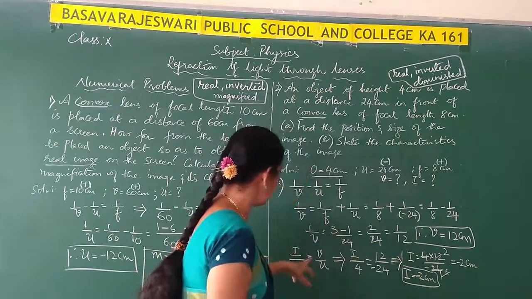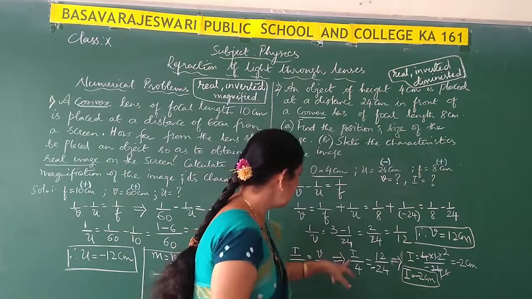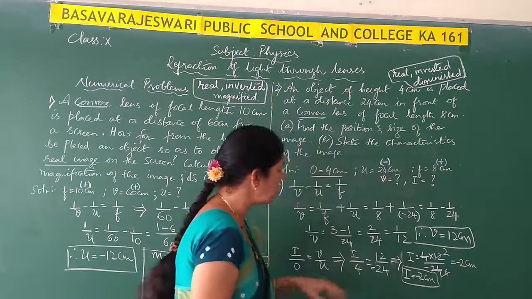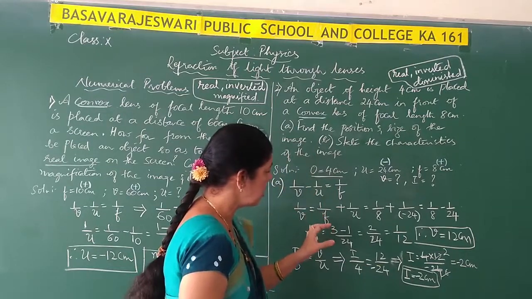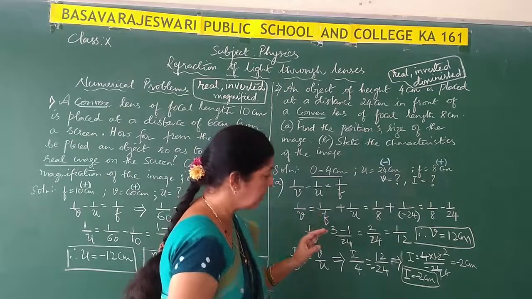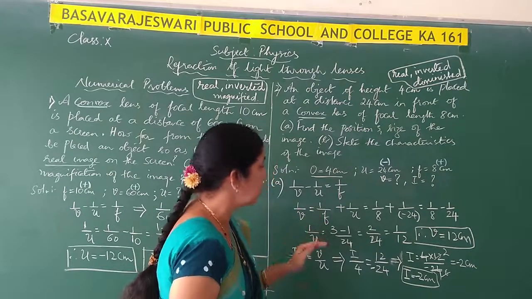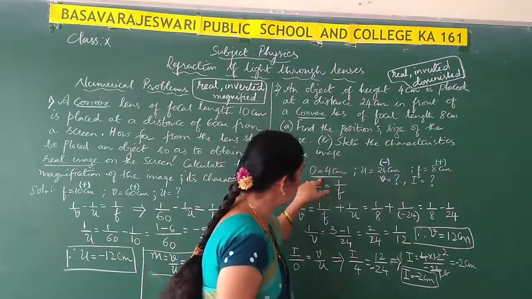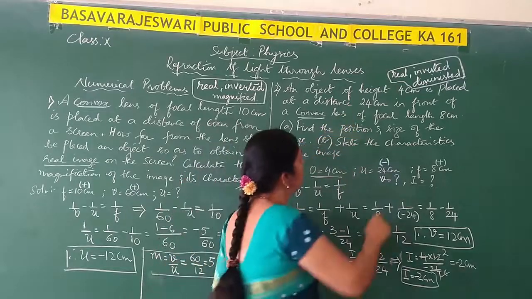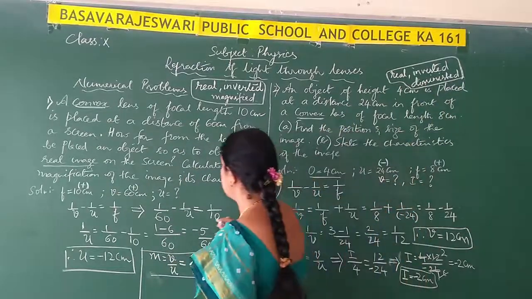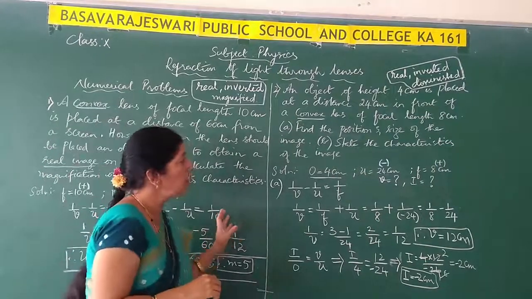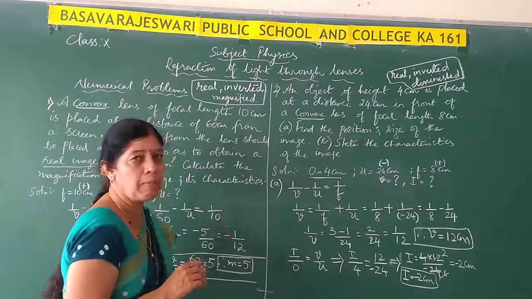Then use I by O will be equal to v by u. This will be I by 4 is equal to 12 by minus 24. You are getting it as minus 2 cm. Minus 2 cm, that is the size of the image. It indicates the image is real, inverted and also diminished when you compare with the size of the object. So what are the characteristics? The characteristics will be real, inverted and diminished. So this is how you have to solve problems on lens formula and magnification.